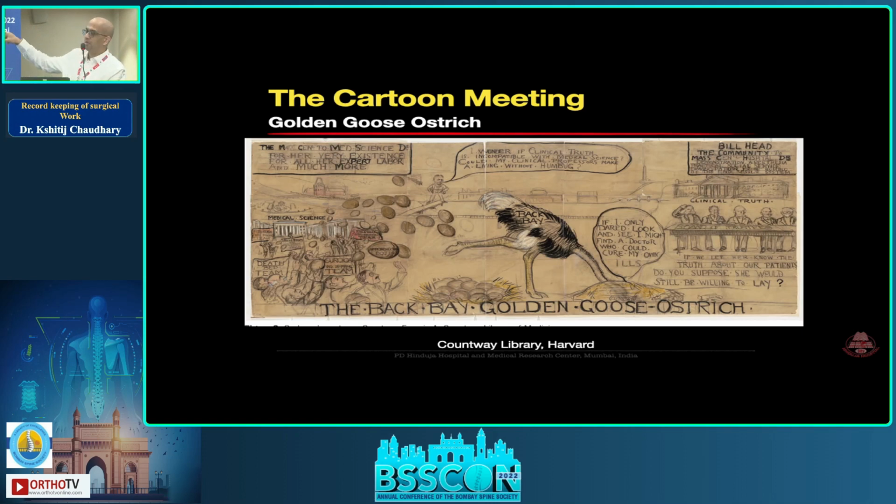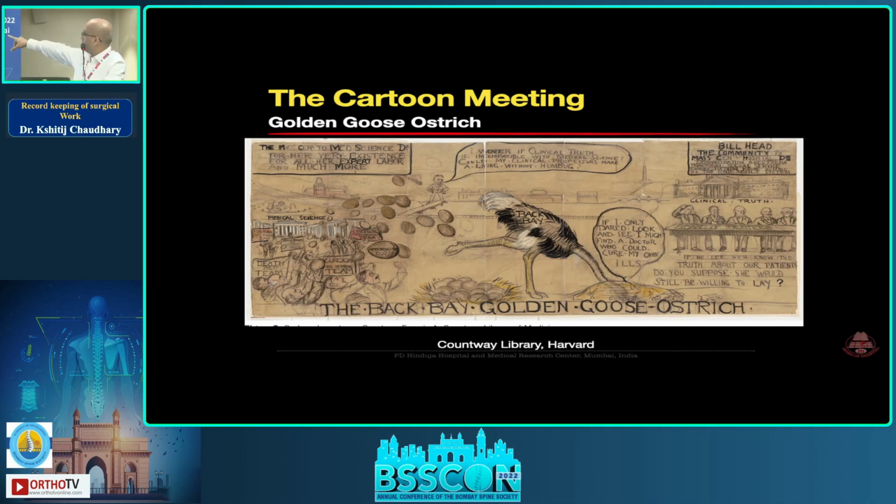Essentially, this cartoon, the one in the picture in the middle, is that of an ostrich whose head is in the sand, and that ostrich is eating humbugs, if you know the meaning of the word humbugs, and that ostrich represents the patient. The patient doesn't know what is happening, but the ostrich is laying golden eggs, and you see all those guys catching the golden eggs. Those are the surgeons, and they are benefiting out of whatever they are treating the patient, but they are not disclosing what is happening to the patient or presenting their outcomes.